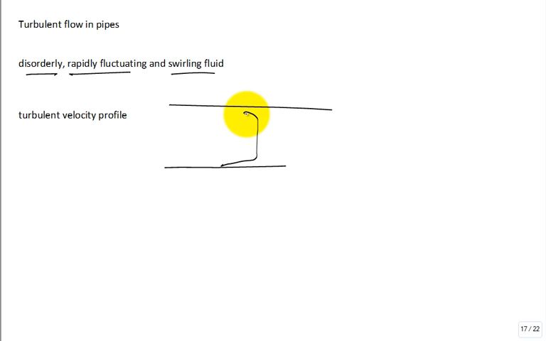Turbulent flow. Majority of flow in pipes and tubes is turbulent. I'm glad that we have all this analytic analysis of results for laminar flow, but most of our cases it's turbulent. So it's disorderly flow, it's rapidly fluctuating, it's swirling fluid, it's well mixed. The velocity profile is blunter in the core and sharper at the edges. Okay? That's the velocity profile.